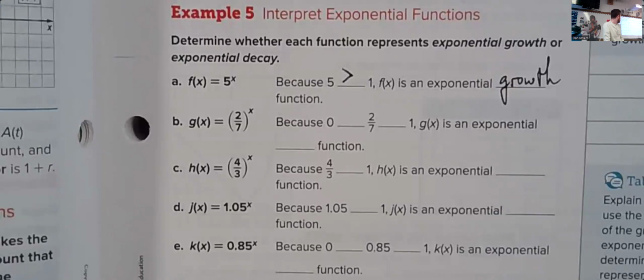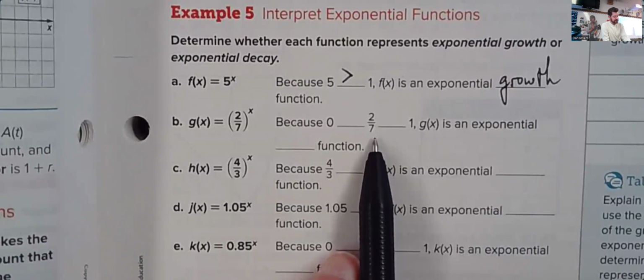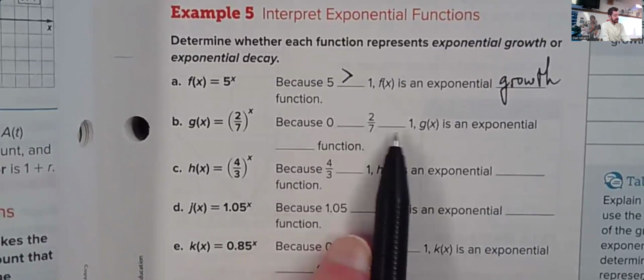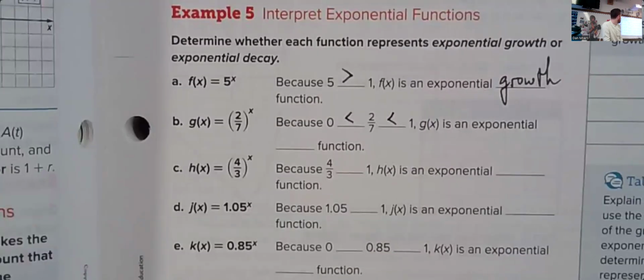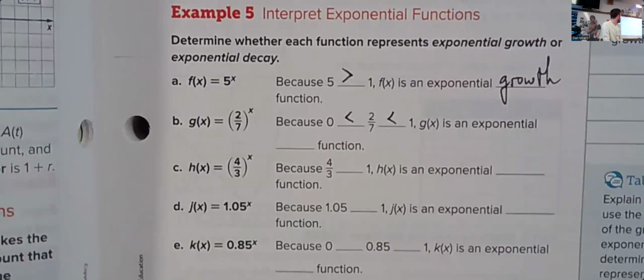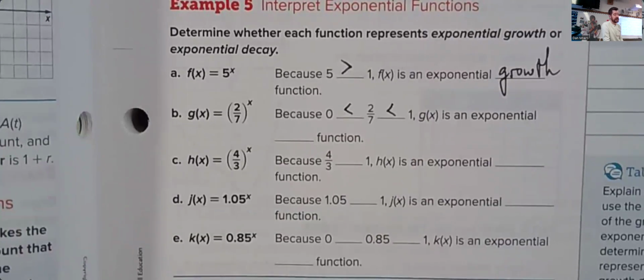Let's see. Because 2/7 is between 0 and 1, 2/7 is greater than 0, but it is still less than 1. So we have two less than symbols here. If the value b is between 0 and 1, that makes it what? Growth or decay? Decay. All right.